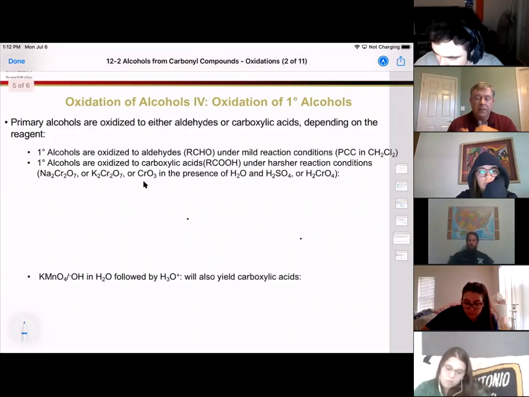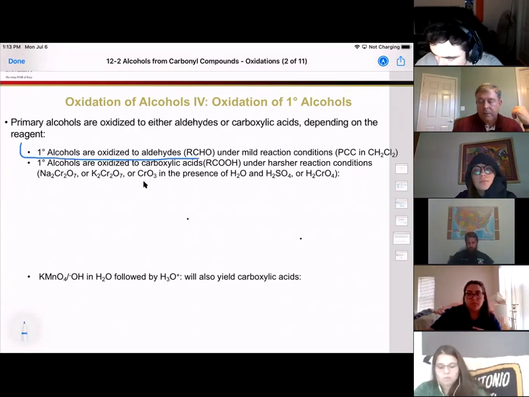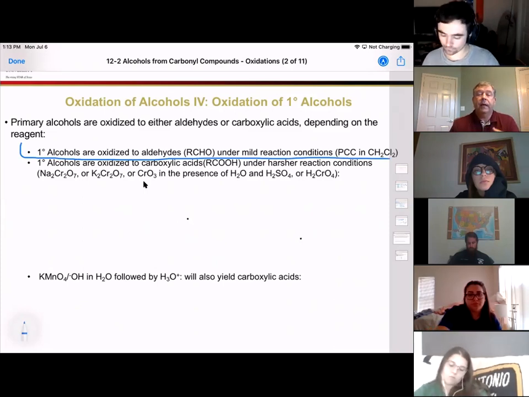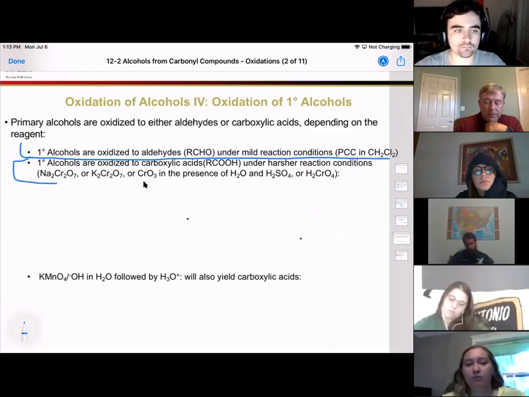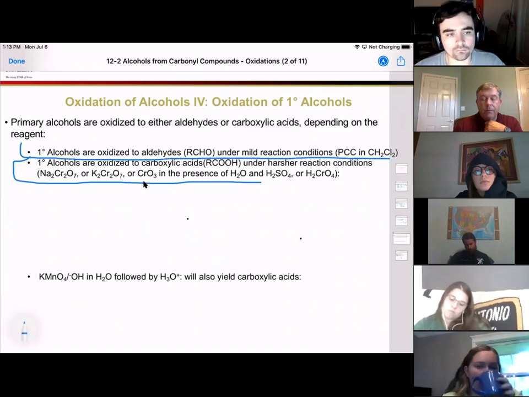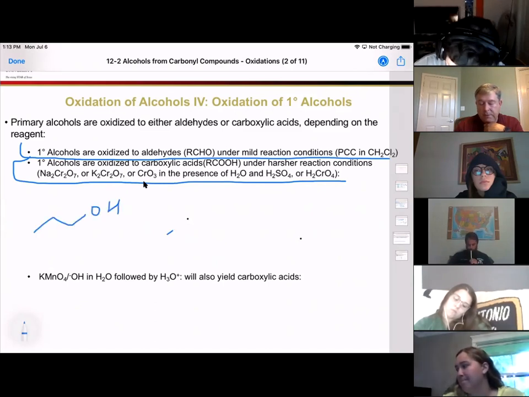Okay, so let's talk about primary alcohols in a little more detail here. Okay, if you want to stop at the aldehyde, you must use the PCC. Okay, it's the only one that'll work for that. Otherwise, it'll keep oxidizing it down to a carboxylic acid. Okay, so all of these chromium-based reagents, and all of these are equally reactive as far as oxidation reagents go, can oxidize our primary alcohols down to our carboxylic acids.